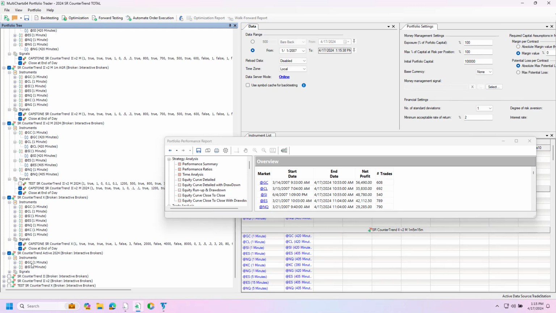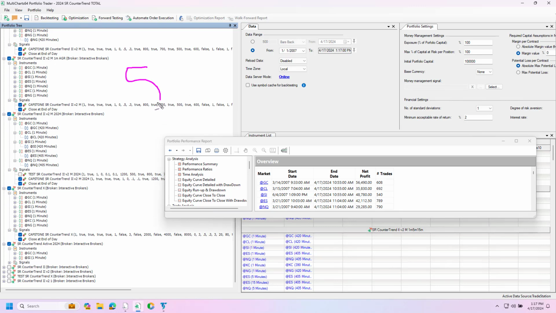This really active version works really well on gold and silver. And so I'm going to count all the market combinations. I have counted 58 instruments tested. Some of it's redundant on the SR CounterTrend II V2M. And we're trading the same strategy on SR CounterTrend II V2M 1M aggressive.